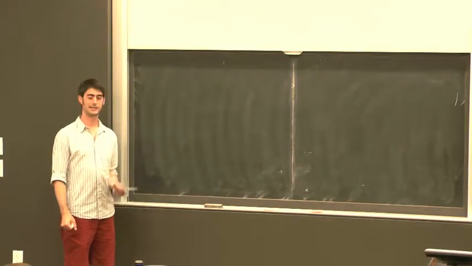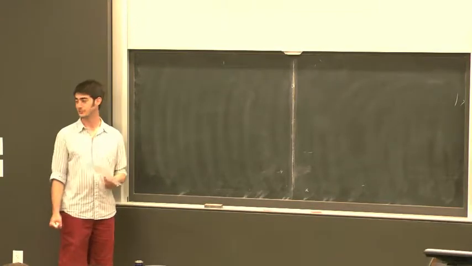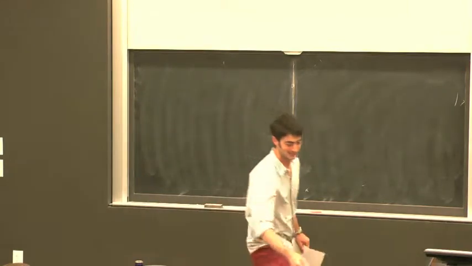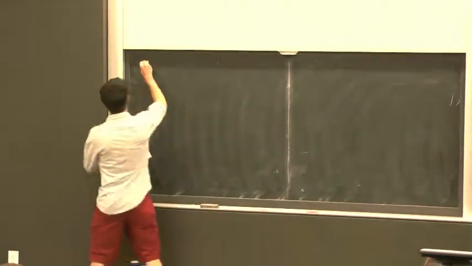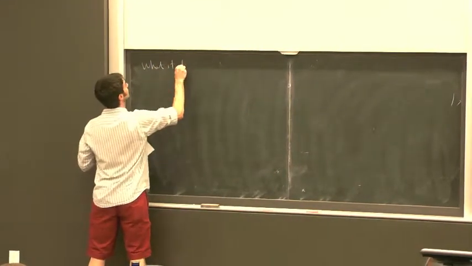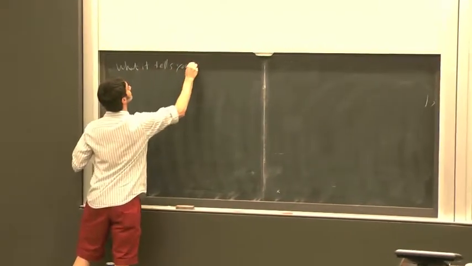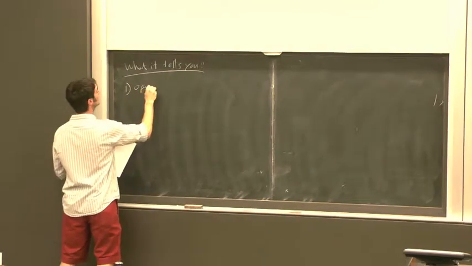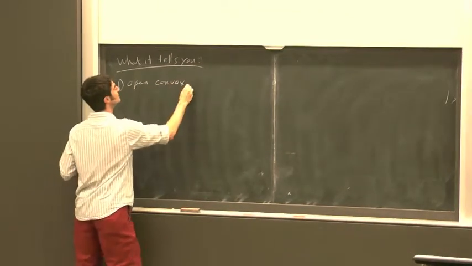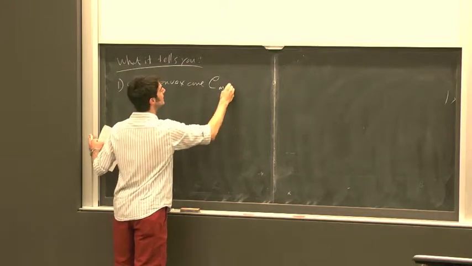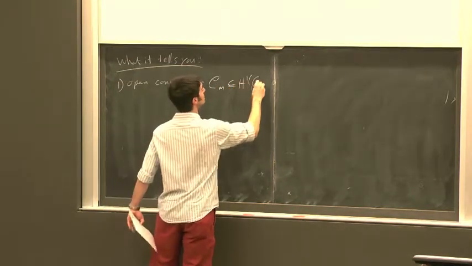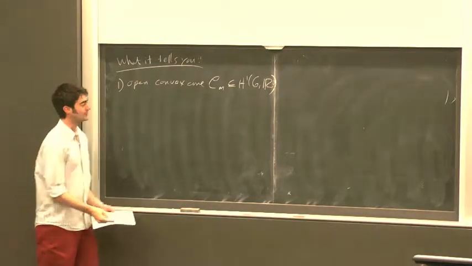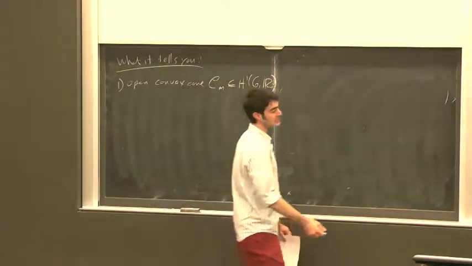Great, so now I have 10 minutes to tell you what it tells you. The first thing it gives you is an open convex cone, which we'll call C_M, sitting inside of the cohomology. Remember, we had a cohomology before. How does that work?